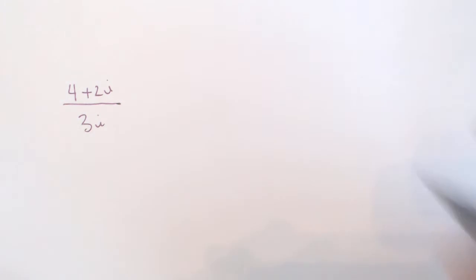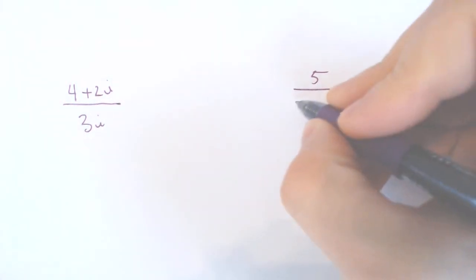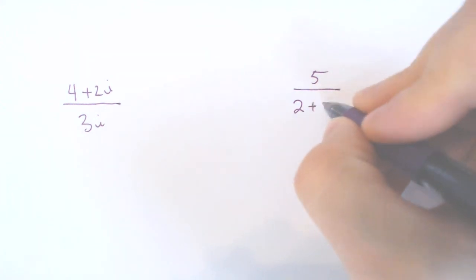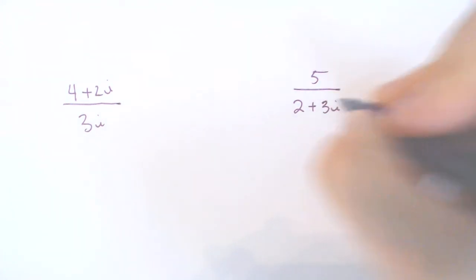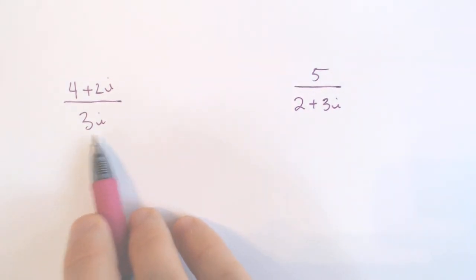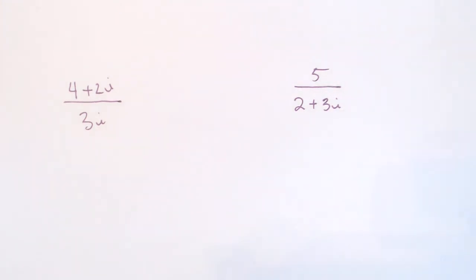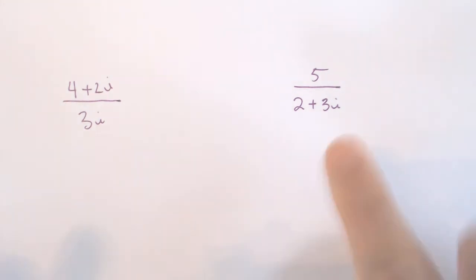You can end up with something like this, 4 plus 2i over 3i. Or you could end up with something like this, where it's like 5 over 2 plus, let's go with 3i. Okay? If you are dividing by an imaginary number with an i on the bottom of the fraction, that is technically improper, and you're not allowed to leave it that way. And you're going to have one of two scenarios.